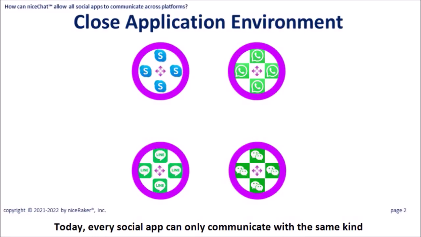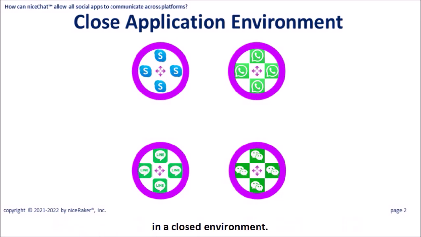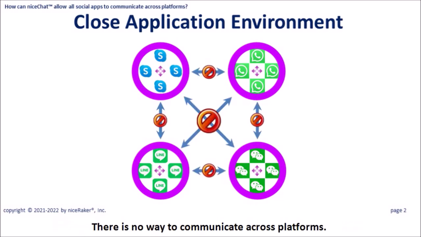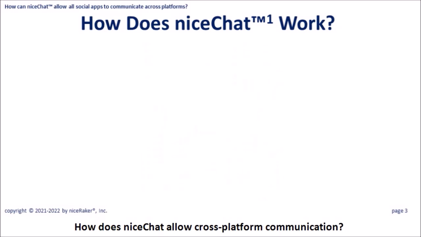Today, every social app can only communicate with the same kind. In a closed environment, there is no way to communicate across platforms. How does niceChat allow cross-platform communication?